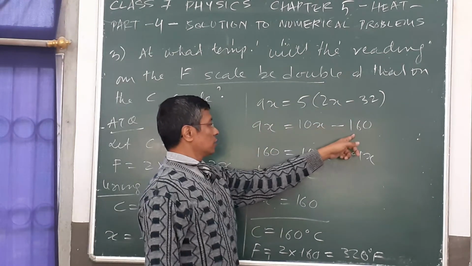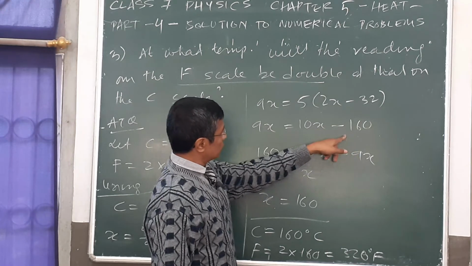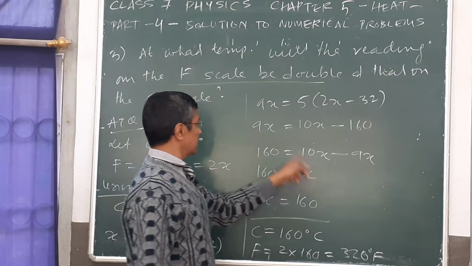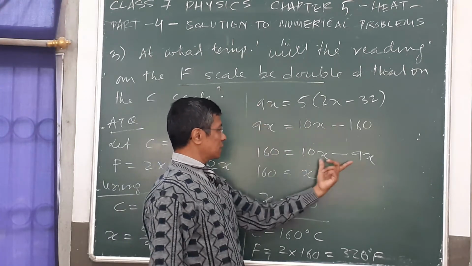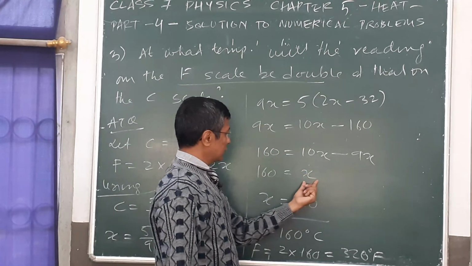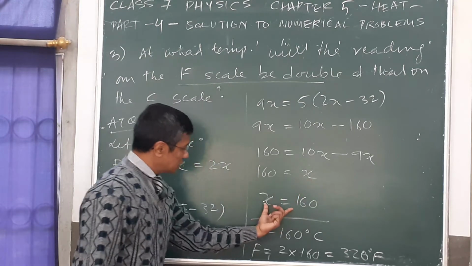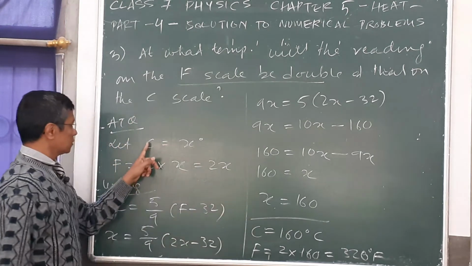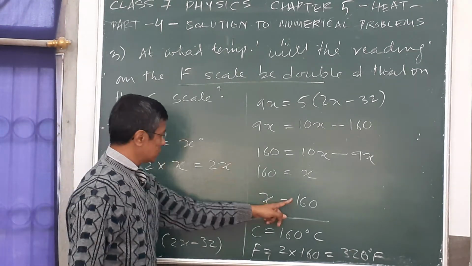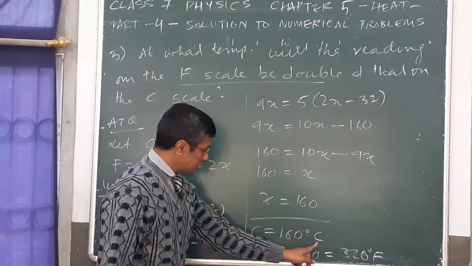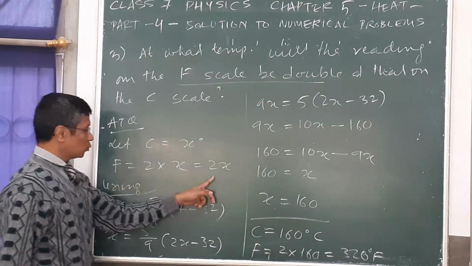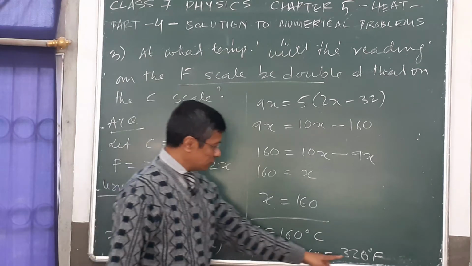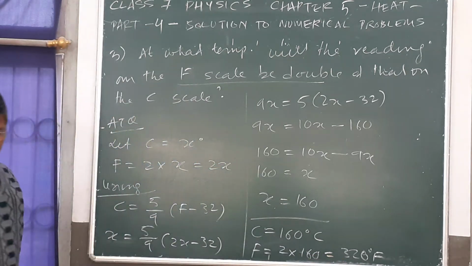We will transpose 160 to the left. So, minus 160 will become plus 160, 10x remains there, plus 9x becomes 9x, 10x minus 9x will give us x, flip it over. So, x is equal to 160. Since we had taken the value of x as C, C is equal to 160 degrees centigrade, and F we had taken as 2x, which is 2 times 160, will give us 320 degrees Fahrenheit.